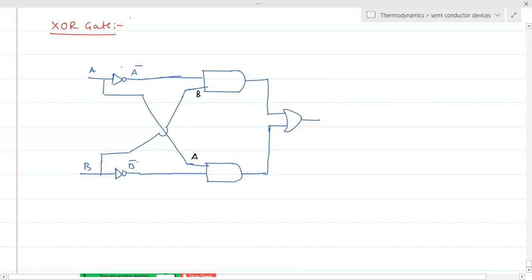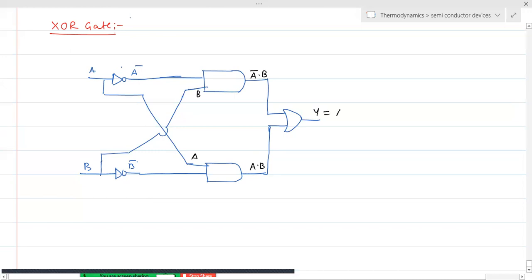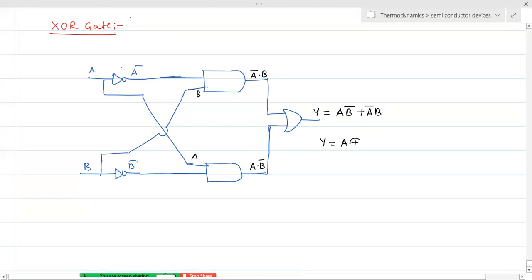So I'm taking this. This is nothing but A bar dot B, because this is the AND gate, and this is A and this is B bar. This is the AND gate, A B bar. So this is Y. Simply Y is written as A B bar plus A bar B. Or some people denote it as Y equivalent to A exclusively OR B.